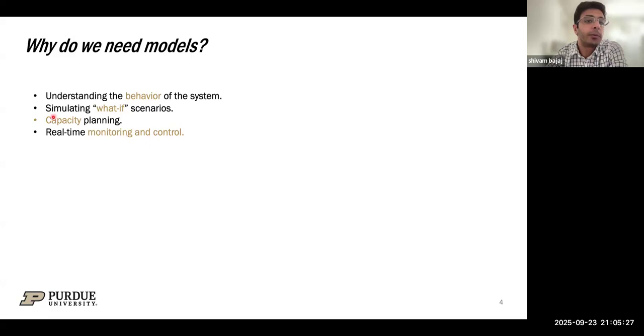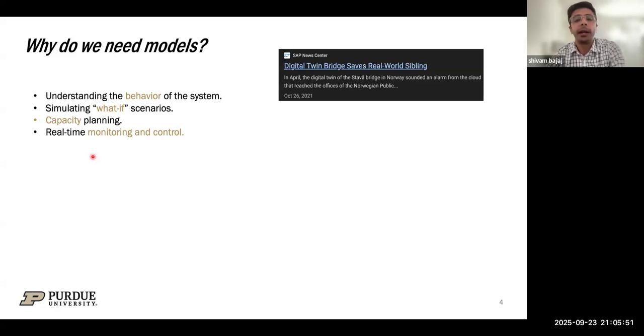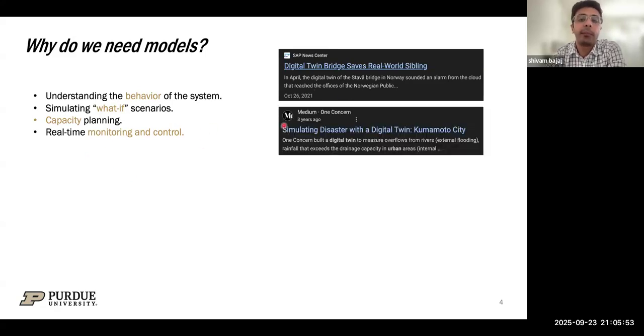I want to be able to use these models for capacity planning, which means, for example, in a smart transportation network, there can be days when a highway is congested because a lot of people or cars decided to take that highway. So a smart transportation network should be able to reroute some of the vehicles to take another highway. And finally, we can use these models for real-time monitoring and control. On the right, I'm showing two examples where these models or digital twins have been used for at least some of these points that I just discussed.